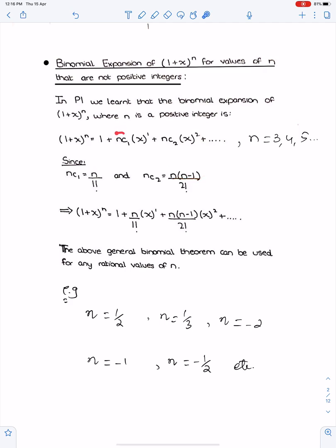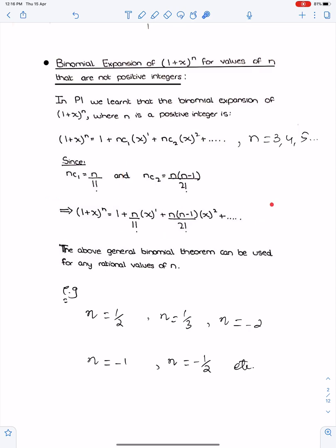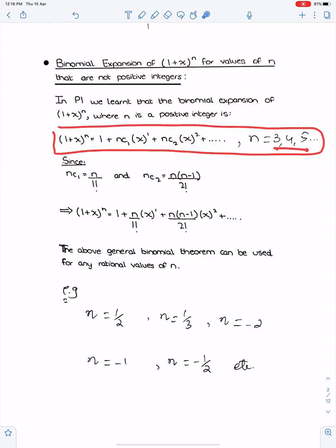So by substituting the values of nC1 and nC2 into this theorem, we can get this theorem. nC1 is n over 1 factorial, nC2 is n(n - 1) over 2 factorial. So we will use this theorem in P3. Well, the above general binomial theorem can be used for any rational values of n, for example, these values of n. And this theorem can only be used when n is a positive integer.